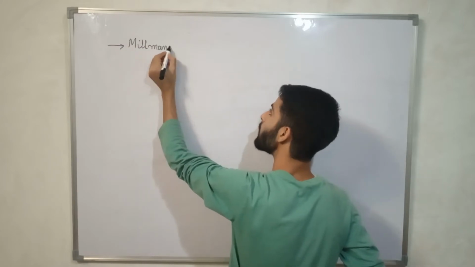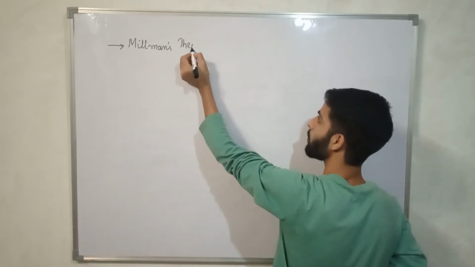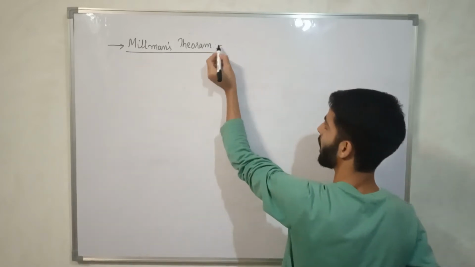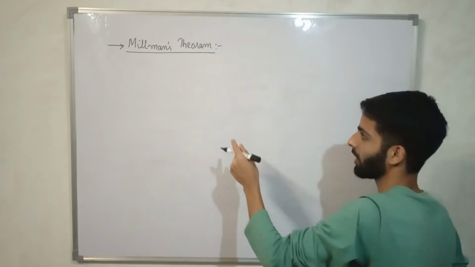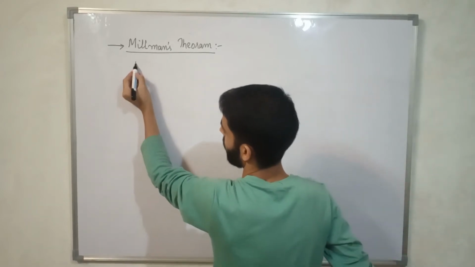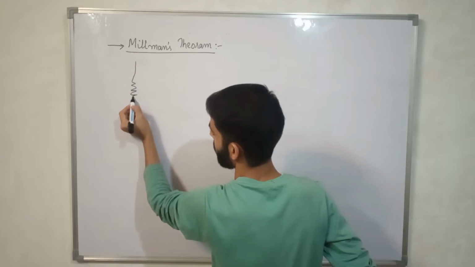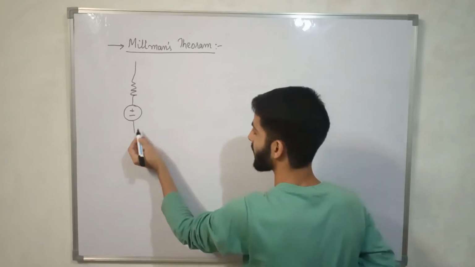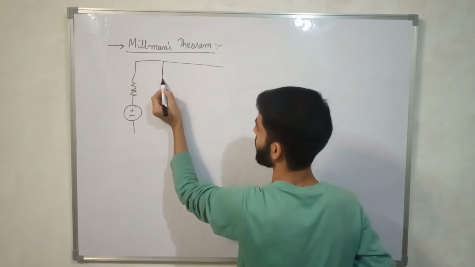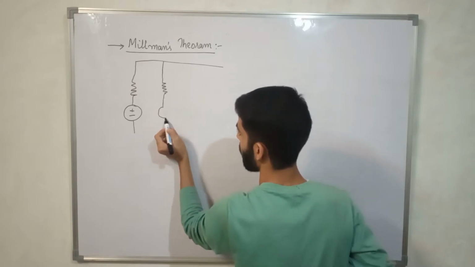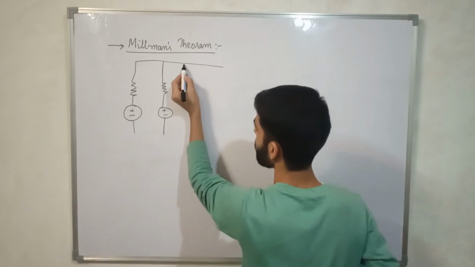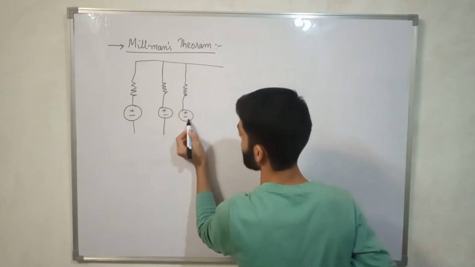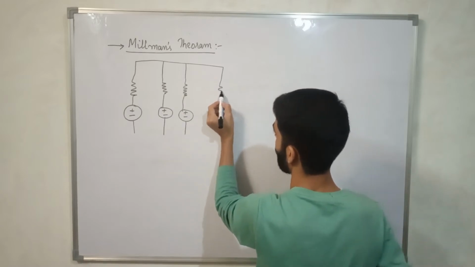Millman's theorem is applicable to a circuit like the one I make here. If we have n number of voltage sources connected in parallel, say like this, let me make up to 3 only here. It can be up to n number, and this is the load resistance.